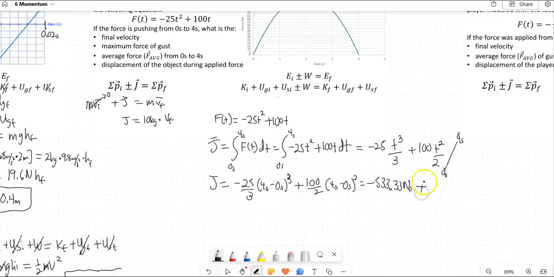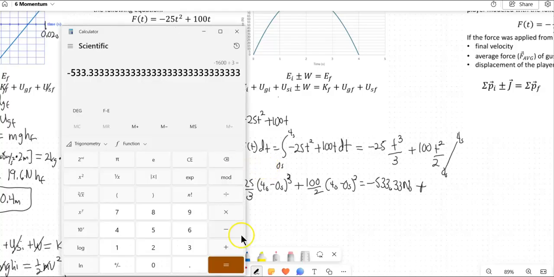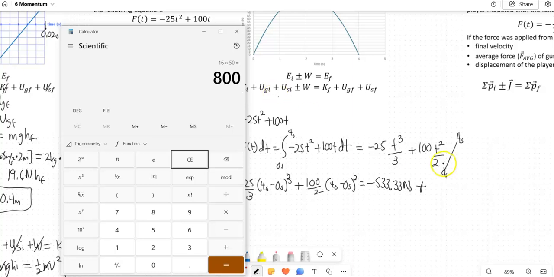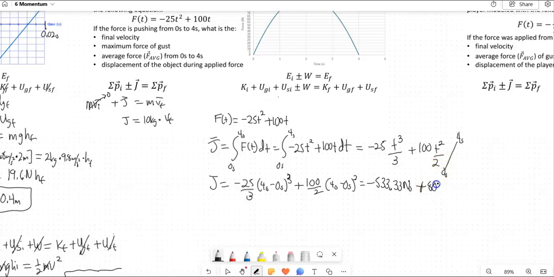And then we're going to add to that 16 times 100 divided by 2, or just 16 times 50. Let's do 16 times 50. So that's 800. And that's 800 Newton seconds. By the way, this whole thing is a Newton. That's what's describing that function.